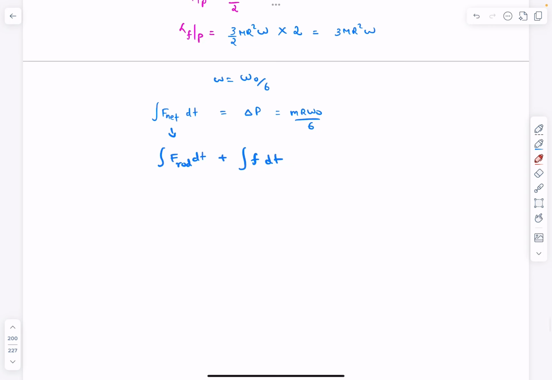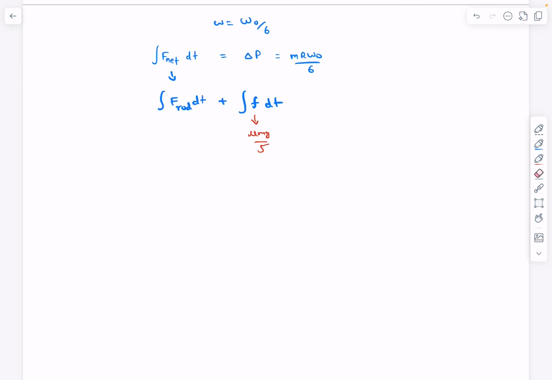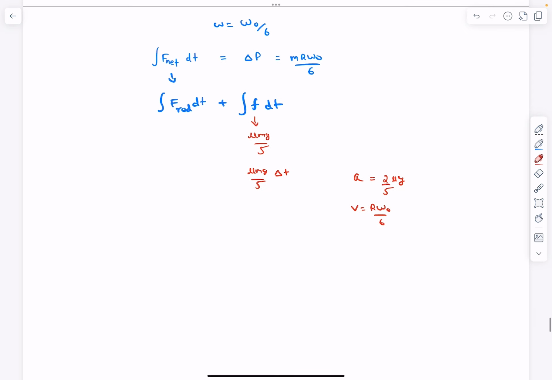Now the friction force on disk B, we earlier figured out, was mu mg by 5, right? So I can write down its impulse as mu mg by 5 multiplied by delta t. So delta t is the time frame from the initial moment till the final moment when the velocity of the center of mass becomes r omega naught by 6. Now we know the acceleration of their centers is 2 by 5 mu g, right? And we know the final velocity. The final velocity is r omega naught by 6. So we can easily figure out the time using the 1D kinematics formula, right?